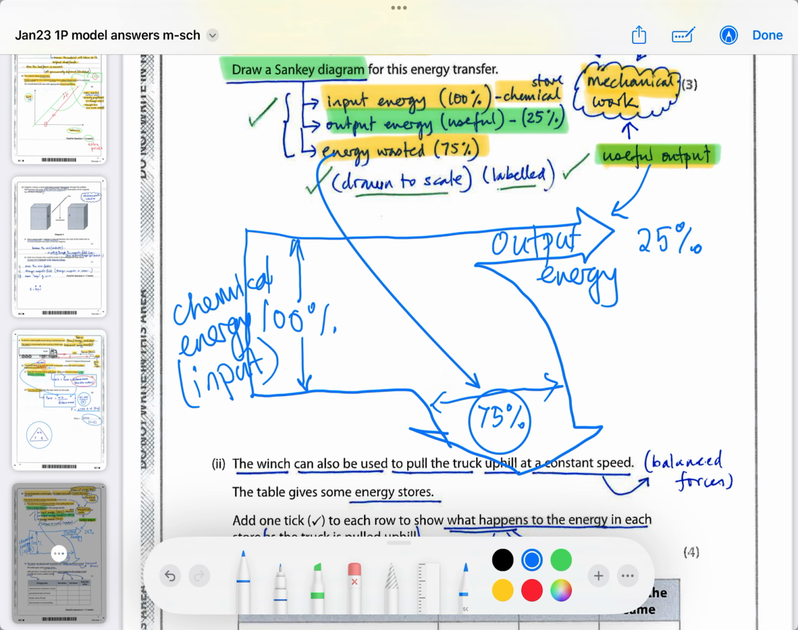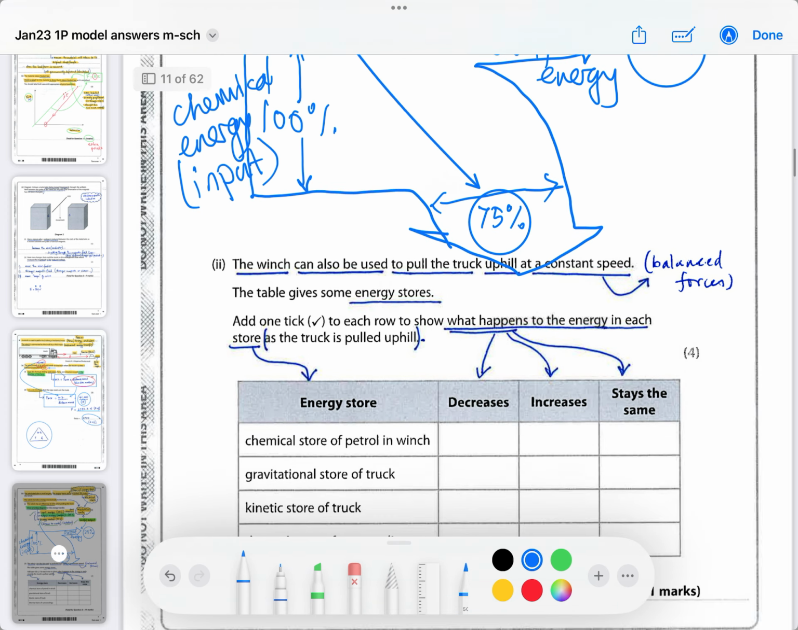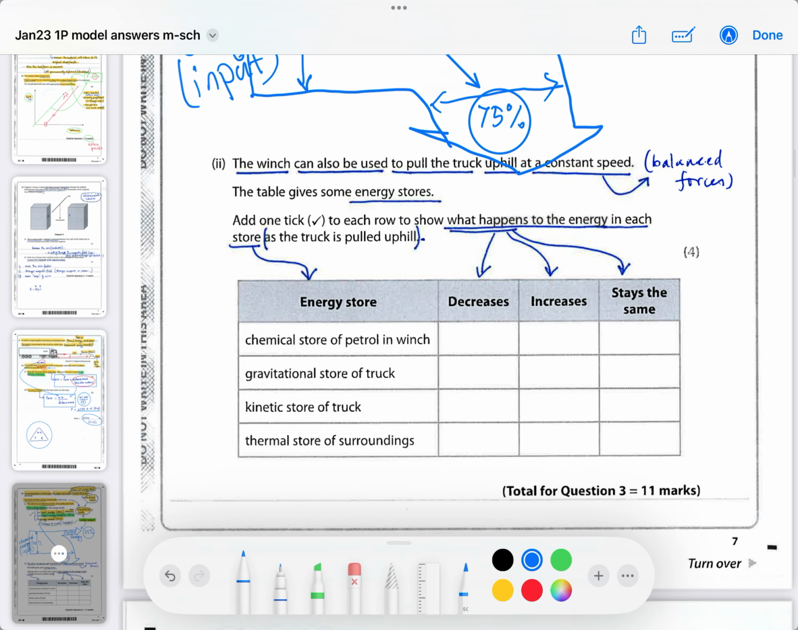So the width of the arrow, now obviously you do it with a ruler and you'd have to label it. So it's useful output, would be labeled for your 25%. Energy wasted will be your 75%. And you need to draw the thickness of the different parts of the arrows to roughly show you know what you're talking about. Okay?